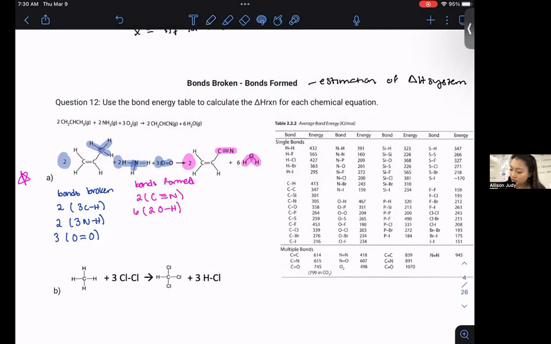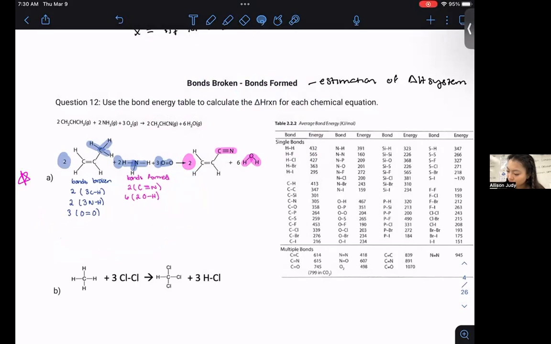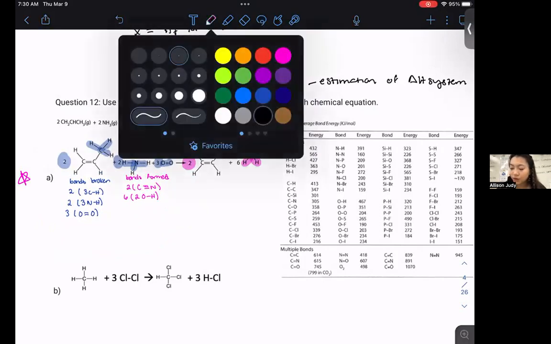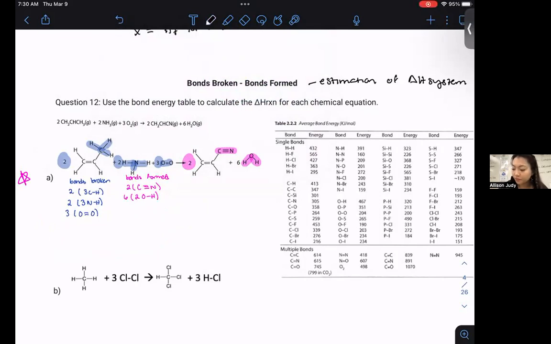After identifying the bonds formed and bonds broken through this estimation process and using the structural formula, i.e. the Lewis structure diagrams, we put it into our equation for estimating via bond energy: the enthalpy of the system is equal to the sum of bonds broken minus the sum of bonds formed. This makes sense because we always input energy to break bonds and we always release energy to form bonds. That's why we are subtracting the forming of the bonds, the releasing of energy, from the breaking.